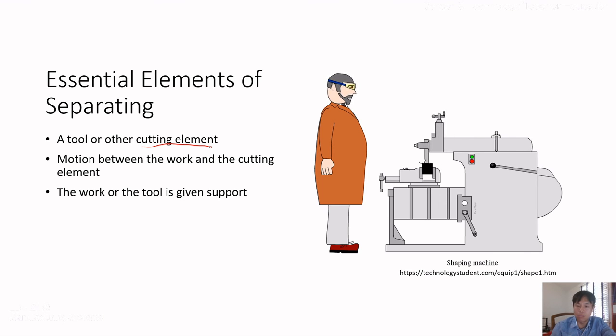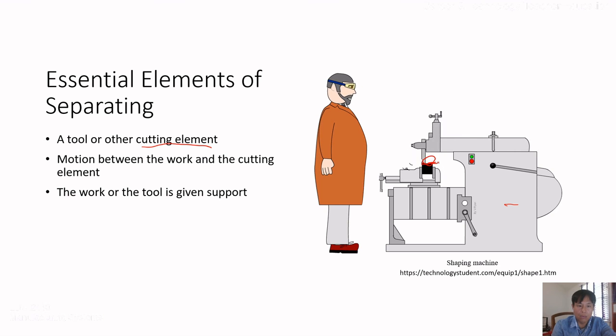So I mentioned the blade. That is this tool. We call it a tool. Do you see this part of the machine? Anyway, the blade type, this one, is called the tool or cutting element.